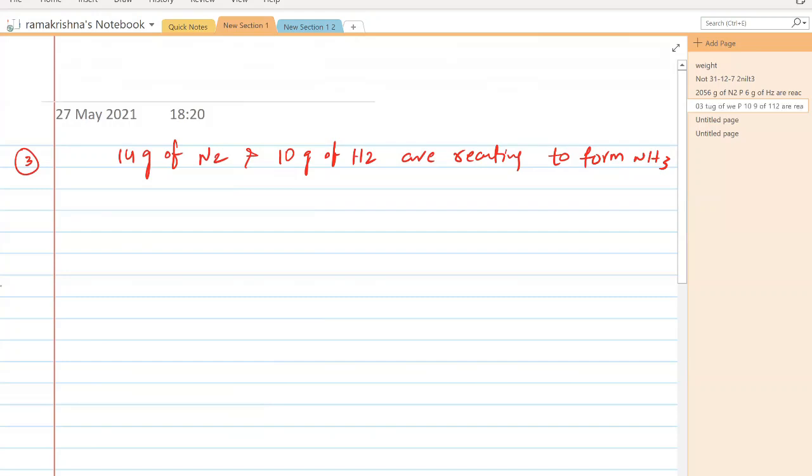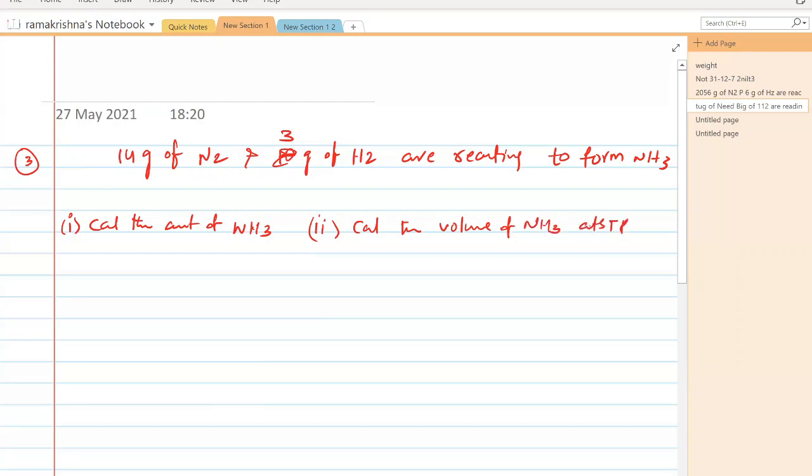14 grams of N2, not this one, and 3 grams of H2 are reacting to form NH3. Now, first question, calculate the amount of NH3 formed. And second question, calculate the volume of NH3 at STP. And the number of moles also, you can do it.